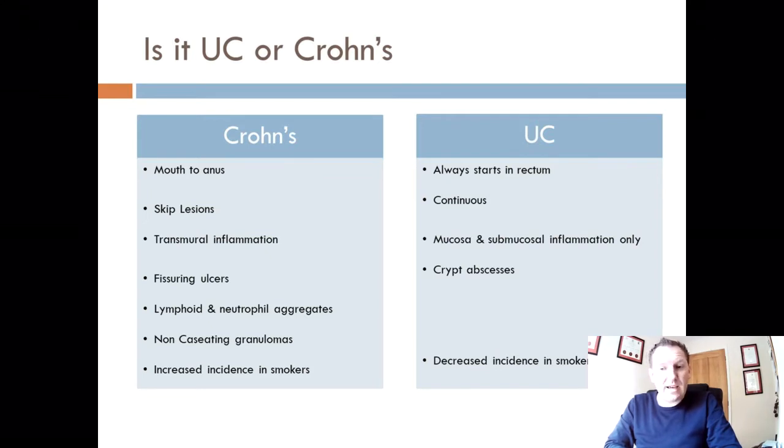At a histological level, in Crohn's disease, you're looking at transmural inflammation. So this is inflammation going across all layers of the bowel lining. And you can imagine why in patients with Crohn's disease, they can get fistulas if they've got two sections of bowel up against each other, both of those linings having transmural inflammation. In ulcerative colitis, the inflammation is limited to the mucosa and the submucosa only. Other histological changes, you think of fissuring ulcers, lymphoid and neutrophil aggregates, and non-caseating granulomas in Crohn's, and you're looking at crypt abscesses in ulcerative colitis.